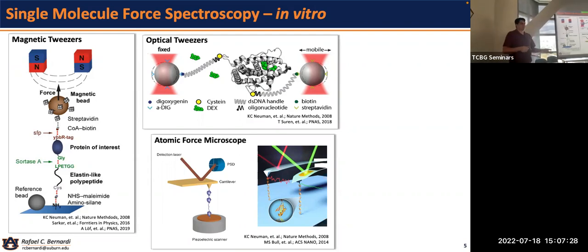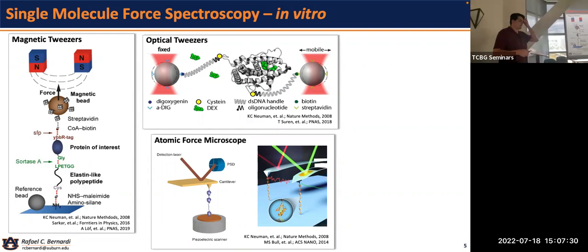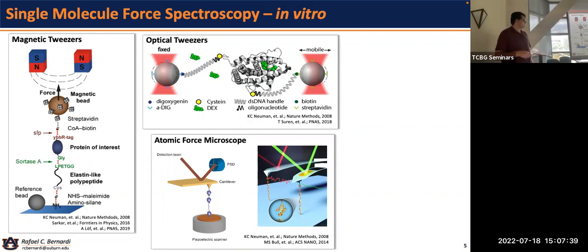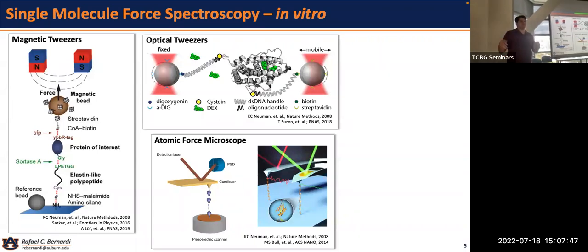Or you can use atomic force microscopes, which are more frequently seen for this kind of problem. Now you're seeing more of the others, but in the beginning, particularly, you saw more atomic force microscopes. You have a protein attached to the cantilever of the microscope and the other side attached to a surface, and when you move this cantilever up and down, you get a signal for the force, showing how the system is behaving.